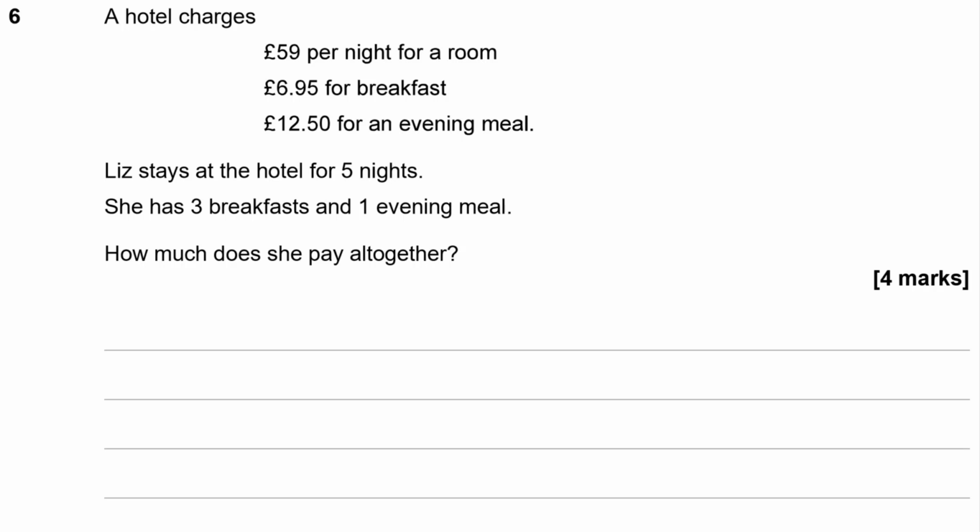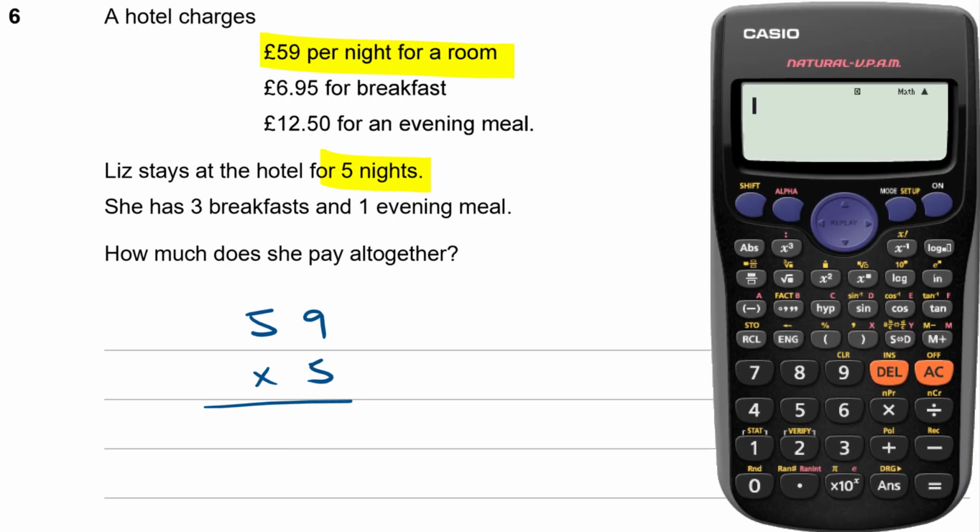So we've got, first off, she's there for 5 nights and it's £59 per night. So if I multiply 59 by 5, I should be able to work out how much she's paying for the room. So tapping that into our calculator, 59 times 5 is 295. Okay, so that's how much she's paying for the room.